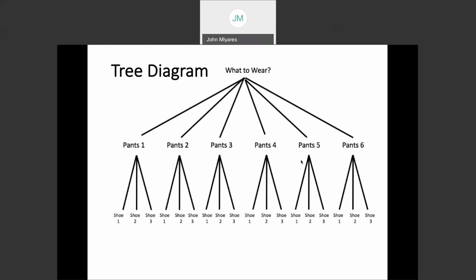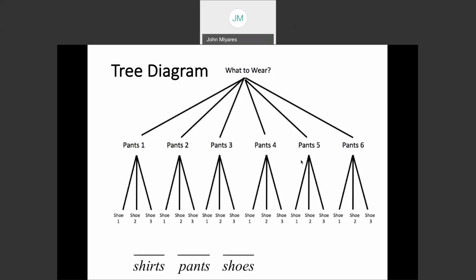We have pants 1 and then shoes 1, 2, 3. Pants 2 could be worn with either shoes 1, 2, or 3, and so on. With that, it seems that the number of ways to mix and match the outfits would be to simply multiply the number of pants and the number of shoes, which would give us 6 times 3, which is 18.